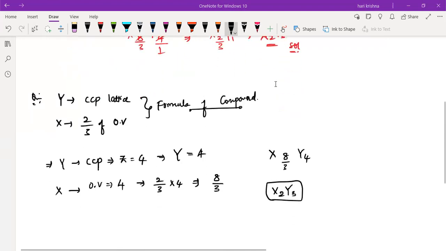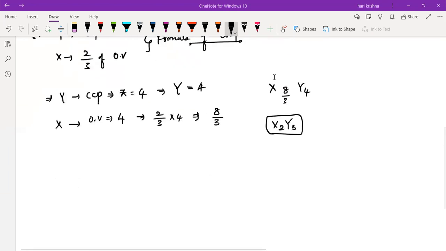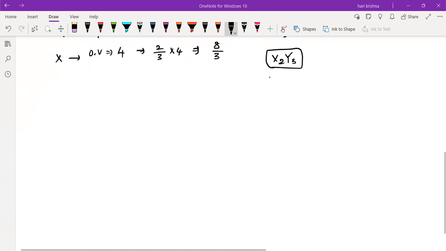Okay. Now will you solve any type of formulas like this, or is there still any confusion? Okay, next problem.